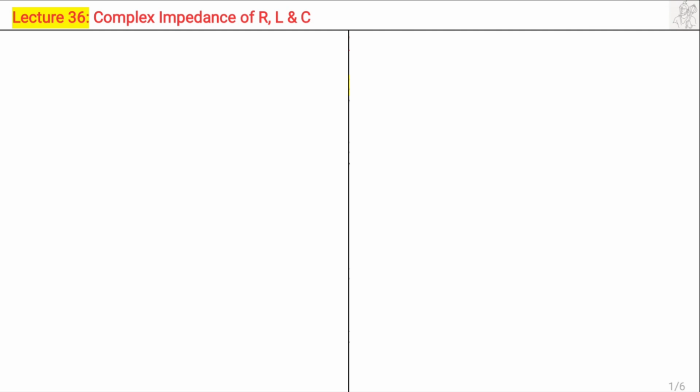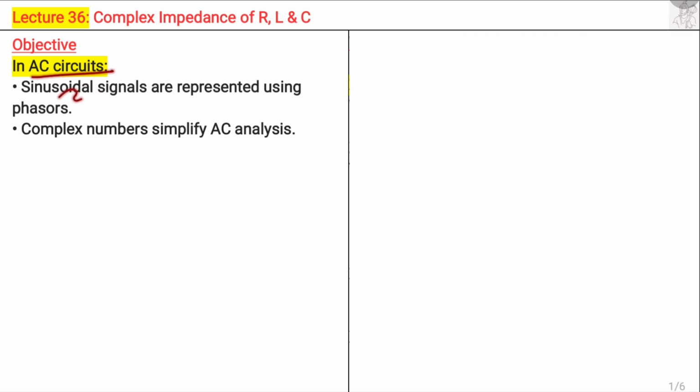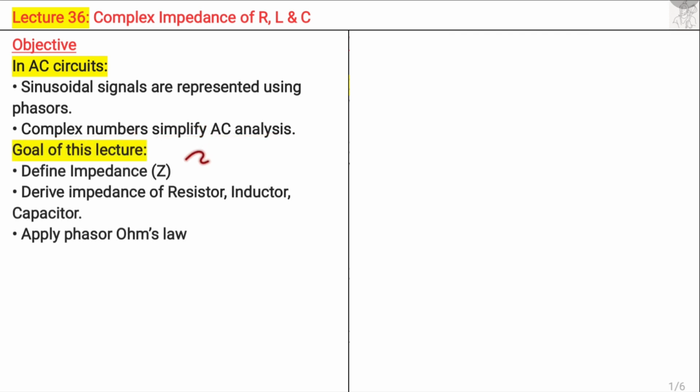Lecture 36, Complex Impedance of Resistance, Inductance and Capacitance. In an AC circuit, sinusoidal signals are represented using phasors, which can further be solved using complex numbers, which simplifies the AC analysis. The goal of this lecture is to define impedance, derive impedance formulas for resistor, inductor and capacitor, and finally apply phasor Ohm's law.